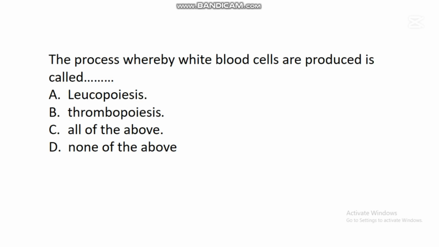The next question says, the process whereby white blood cells are produced is called dash. A. Leukopoiesis, B. Thrombopoiesis, C. All of the above, D. None of the above. In this question, the correct answer is A. Leukopoiesis. So this leukopoiesis is the process that deals with production of white blood cells in the body.